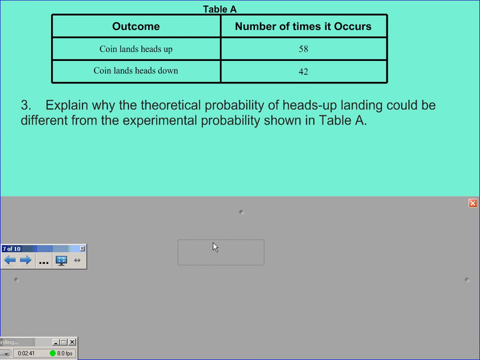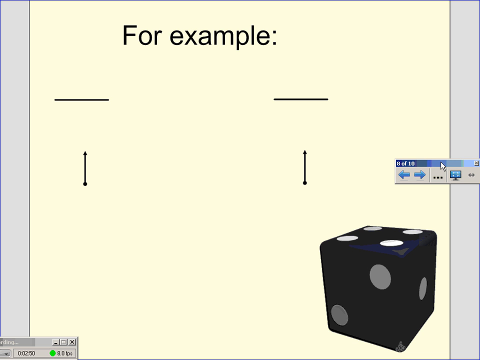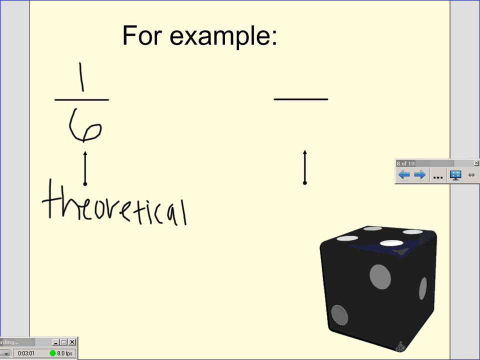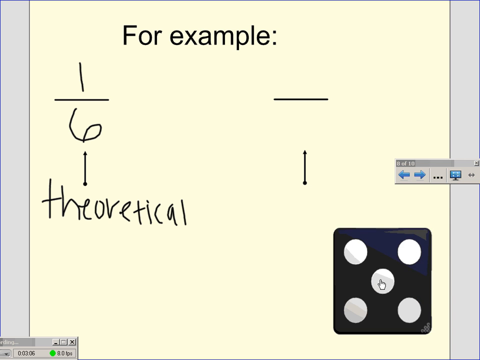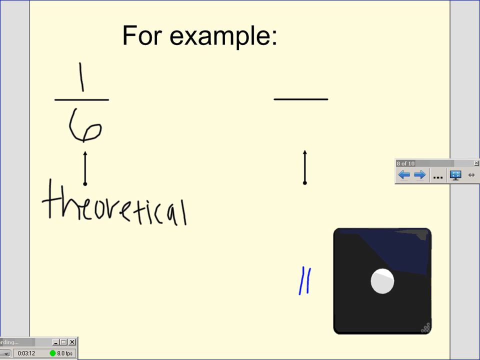3. Explain why the theoretical probability of heads-up landing could be different from the experimental probability shown in Table A. For example, rolling a number 2 on a die. There are 6 total numbers and only one number 2. Your theoretical probability is 1/6. Now, to get your experimental, you'll roll your die and keep track of how many rolls it takes to get a 2. One over 3 is your experimental probability.